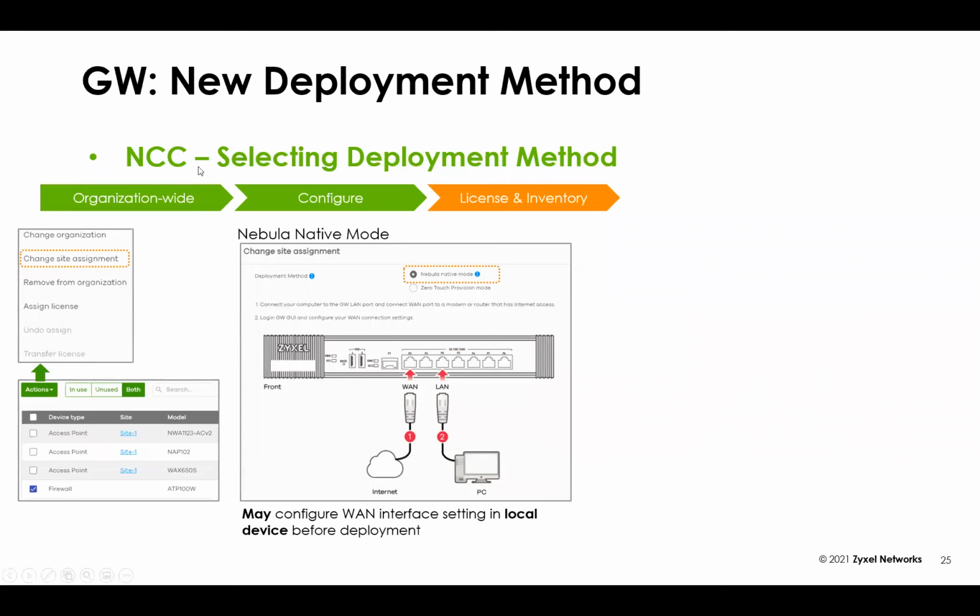So again, you'll just come in here and select your deployment method. If you do have the ZTP certificate, you will be able to select Nebula Native Mode. And again, if you don't have the ZTP certificate, it will recognize based on the information on the MAC address if you have it or not, and then it'll be grayed out.